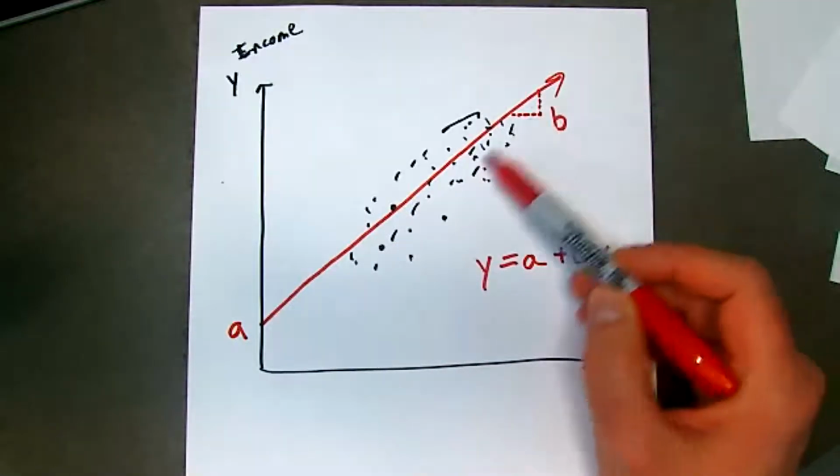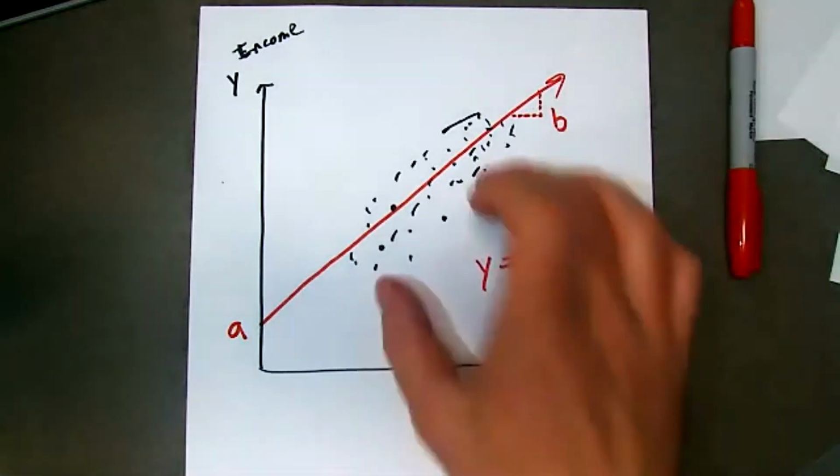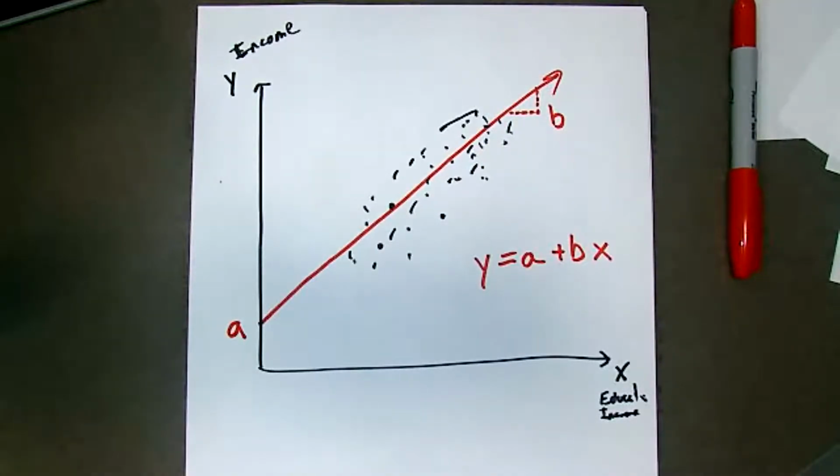We're going to have to talk through how I get this line of best fit. I have the data, I have all these observations. How do I get that line of best fit?